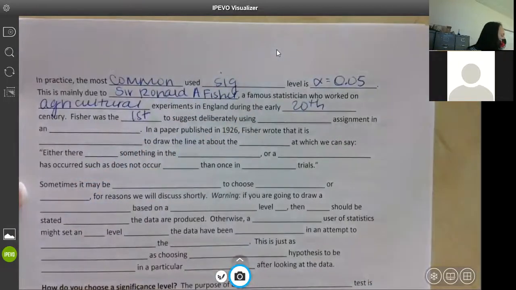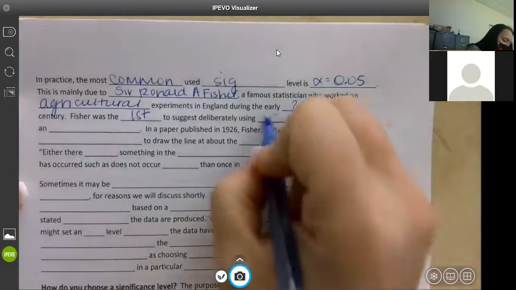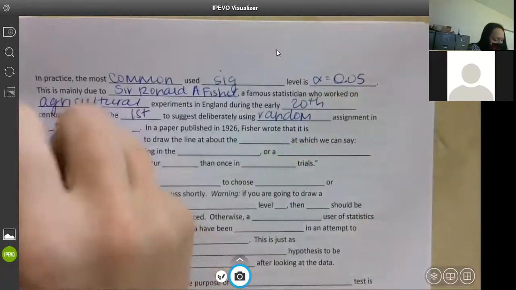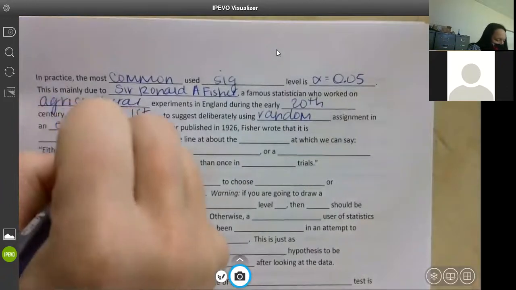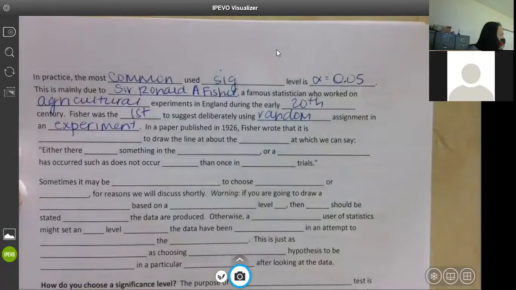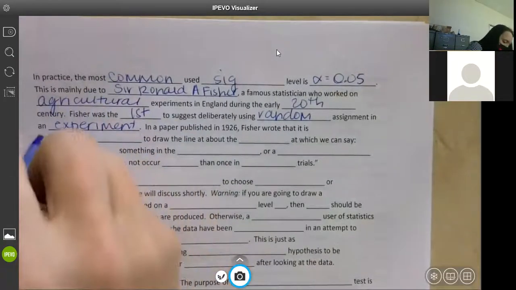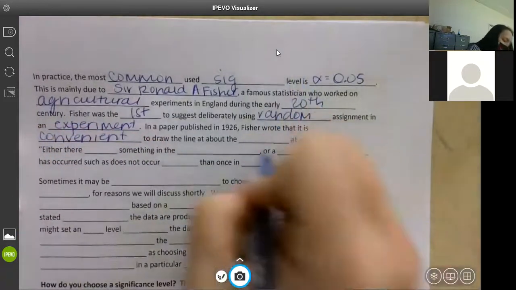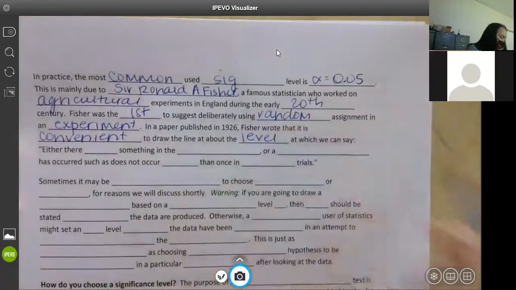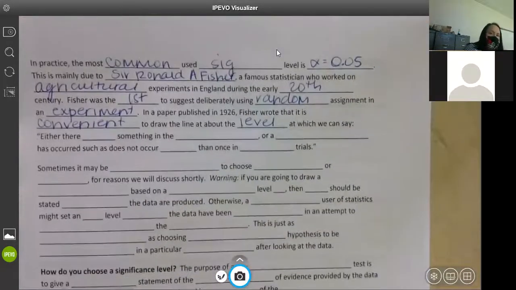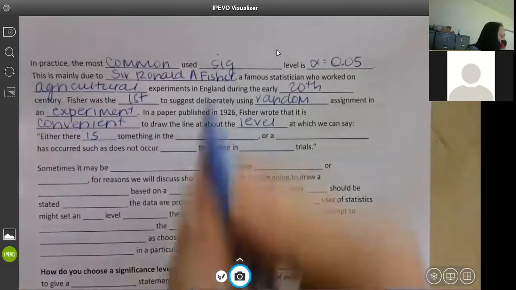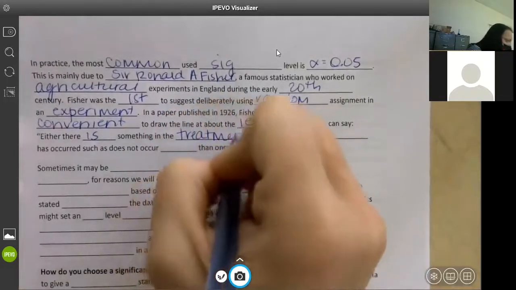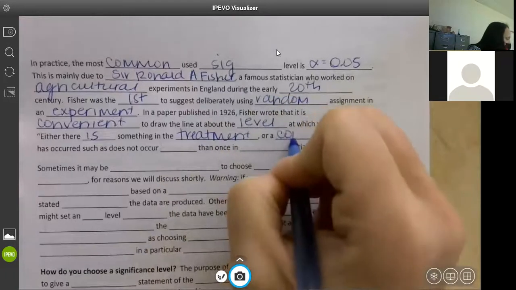Fisher was the first to suggest deliberately using random assignment in an experiment. In a paper published in 1926, Fisher wrote that it is convenient to draw the line at about a level at which we can say either there is something in the treatment or a coincidence.